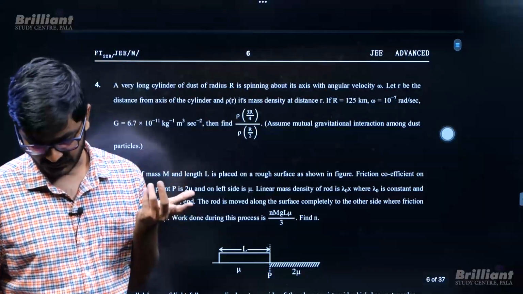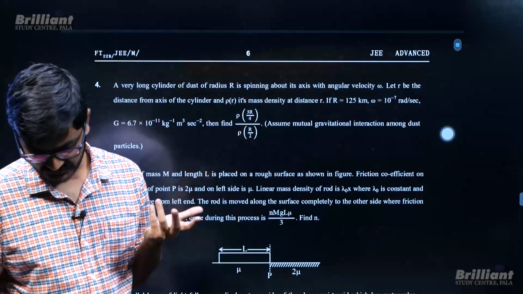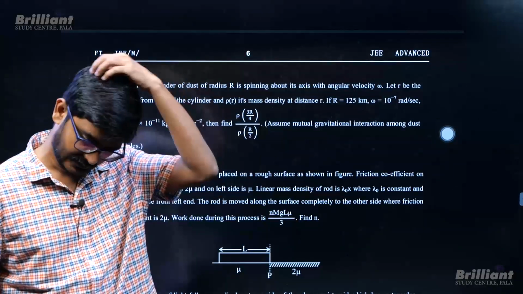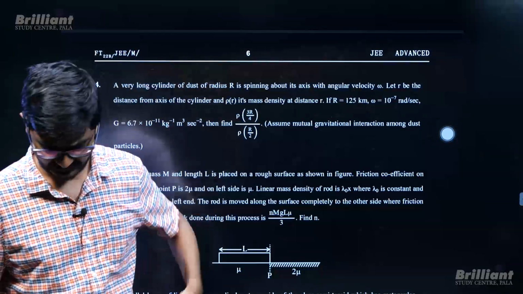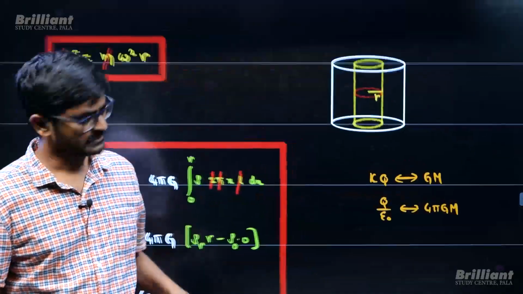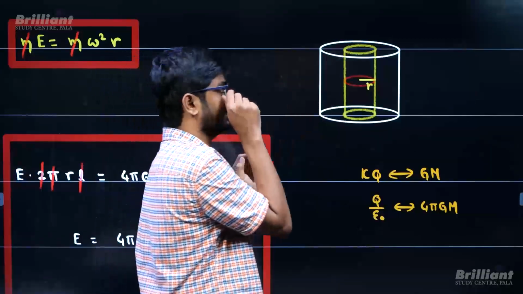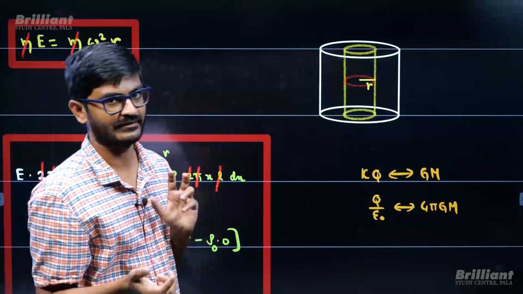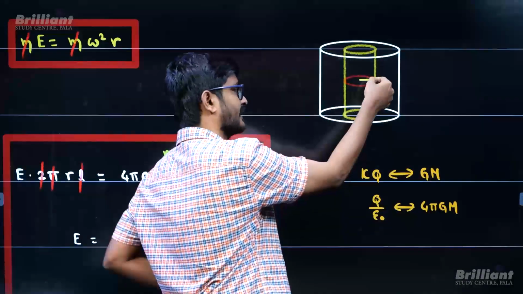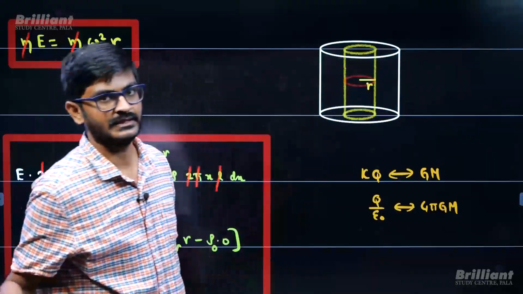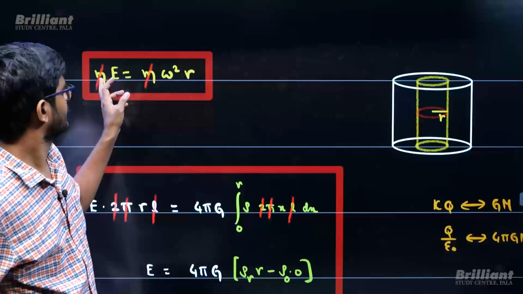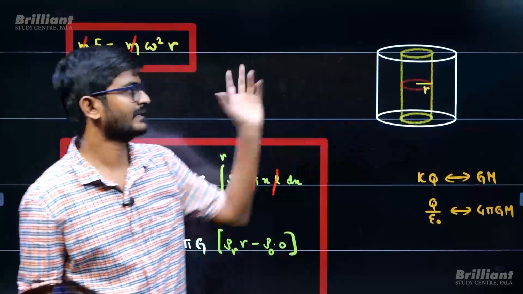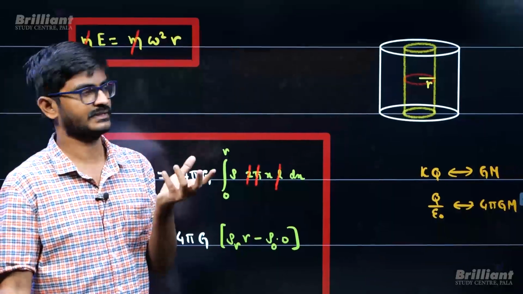A very long cylinder is rotating with angular velocity under mutual gravitational interaction. I think this kind of question was there for a sphere in PYQs, right. So there is a cylinder of dust which is rotating, and if I take any particle here, it is performing circular motion under the mutual gravitational attraction. So for some particle, I need to write net force towards the center equals m omega square r. If the field there is some E, let me talk in terms of electrostatics.